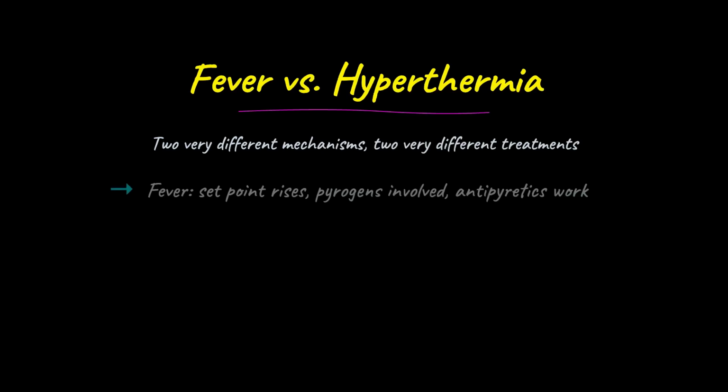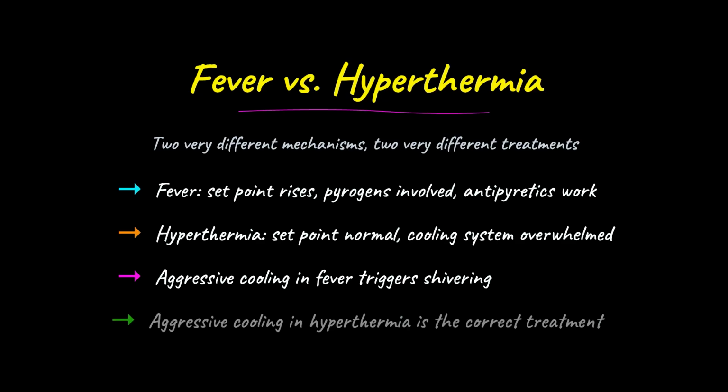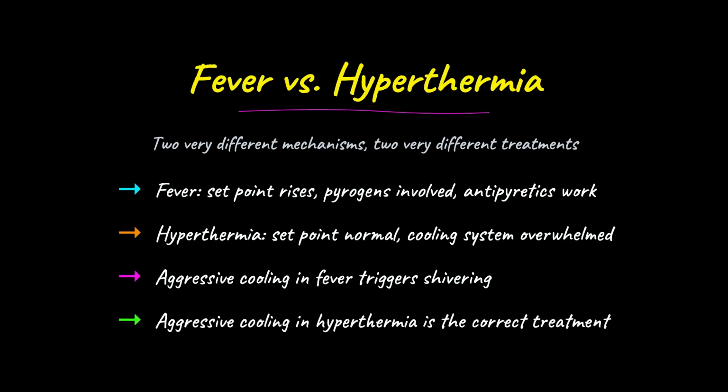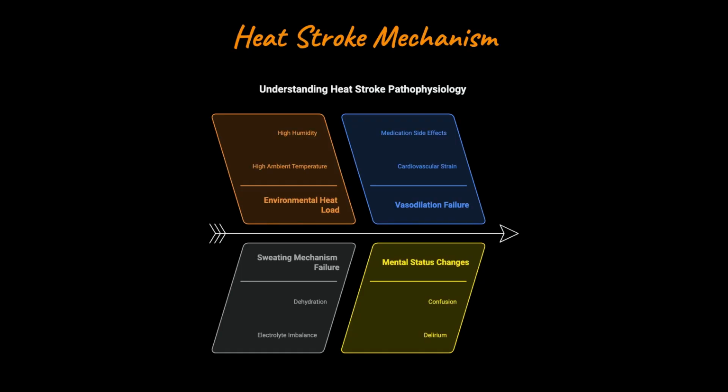This distinction matters clinically. In fever, the set point is deliberately raised, so aggressive cooling just triggers shivering. In hypothermia, the body is already overwhelmed, so aggressive cooling is exactly what's needed. In heat stroke, ambient heat exceeds what sweating and vasodilation can handle. As the mechanism fails, sweating stops, skin turns dry and hot, and mental status changes. Seizures and organ damage can follow, all while the hypothalamus stays set at normal.